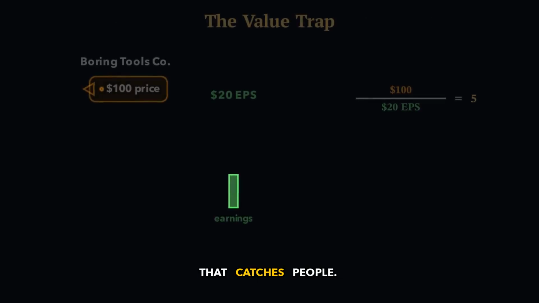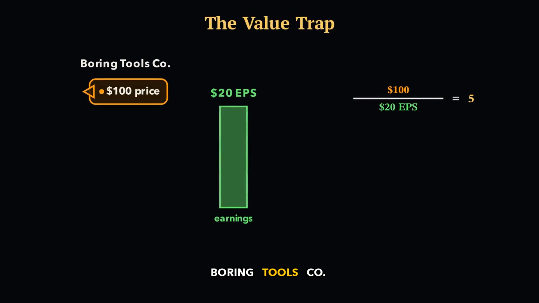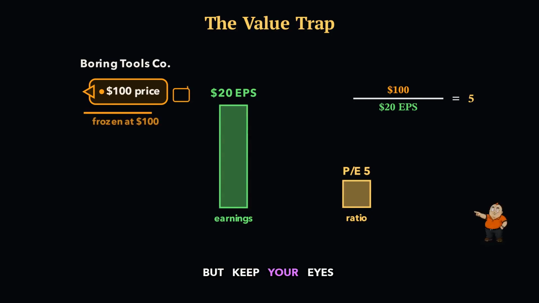Now for the part that catches people, Boring Tools Co. trades at $100. It earns $20 per share. What is the PE? 100 divided by 20 is 5. That looks cheap, but keep your eyes on the E. The price does not move. The price stays frozen at $100.